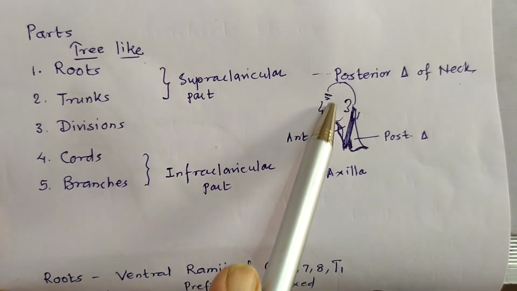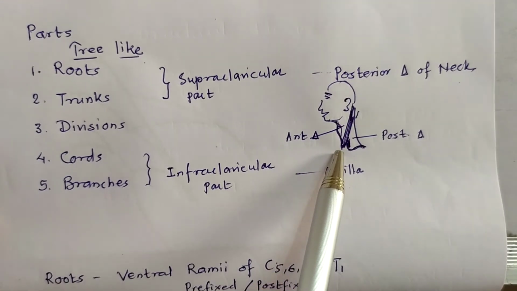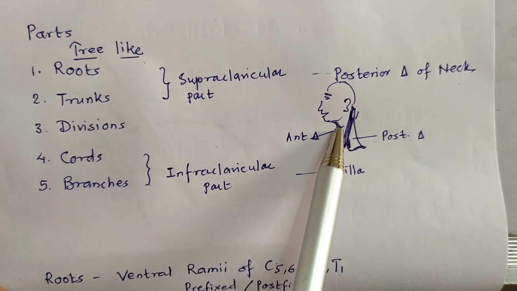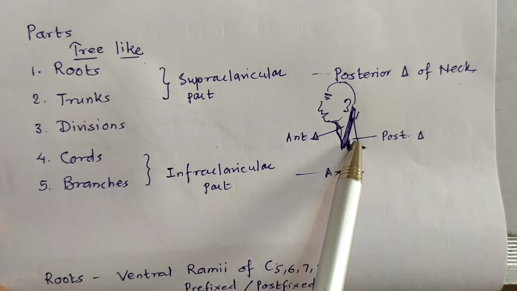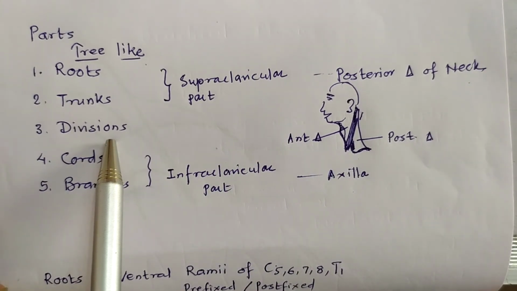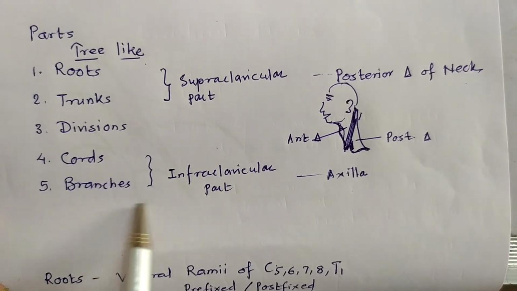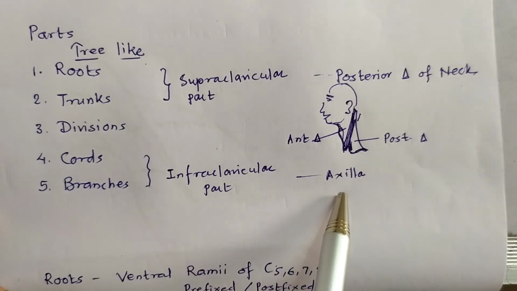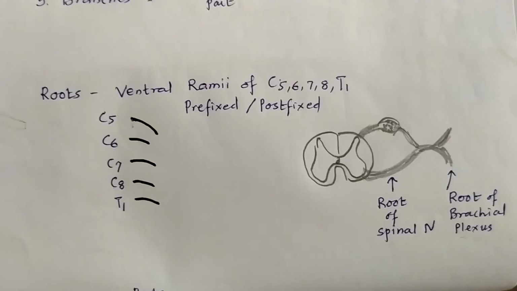On the side of neck, there is one oblique muscle called sternomastoid, and it divides the side of neck into two triangles, anterior triangle and the posterior triangle. The roots and trunks lie in the posterior triangle. The divisions lie behind the clavicle, while the cords and branches form the infraclavicular part which lies in the axilla. Axilla is also called armpit.